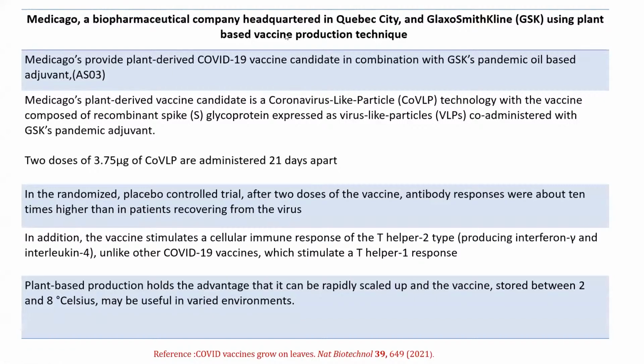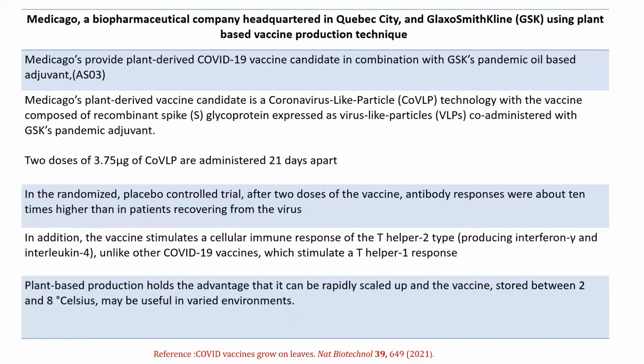Medicago is a biopharmaceutical company headquartered in Quebec City, working with GlaxoSmithKline, GSK, a very well-known company. They have gone for a plant-based vaccine production technique. Medicago is providing the plant-derived COVID-19 vaccine, and GSK is providing the adjuvant AS03, which is an oil-based adjuvant given to maintain the integrity of the vaccine.